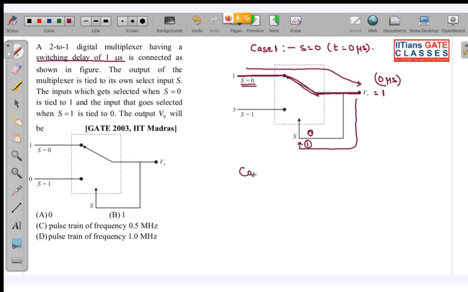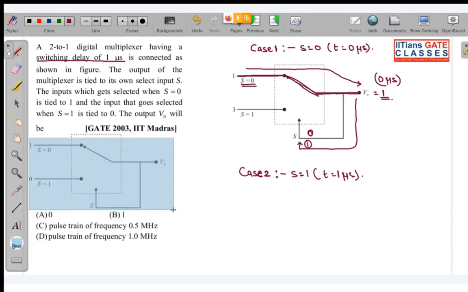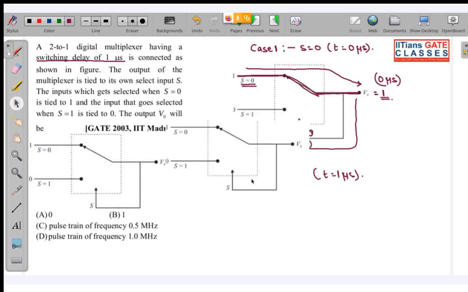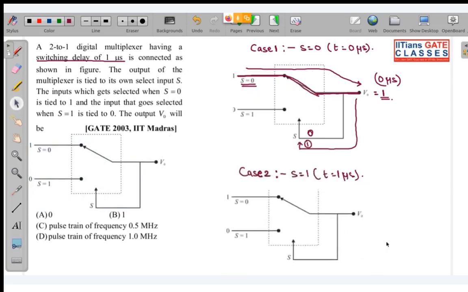So case 2, that is S equal to 1, it will happen after 1 microsecond. Immediately this output is 1, and this S line is 1 after 1 microsecond, because it is given in the question there is a switching delay. So after 1 microsecond, till that time output is 1. So after 1 microsecond, what happens?